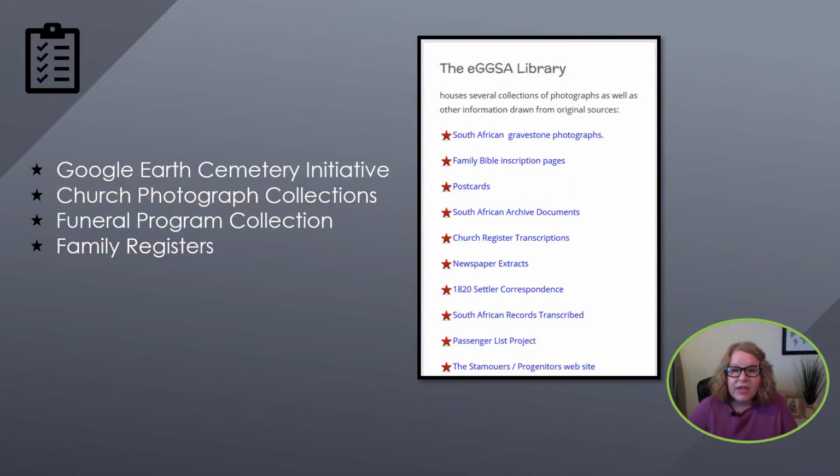One of the other projects at the Genealogical Society of South Africa is the Google Earth Cemetery Initiative, which maps all of the cemetery locations that they have, allowing you to search geographically for a cemetery. So that could be really important because you may not know exactly where an ancestor was buried, but you may have an idea of where they died. And so you'll be able to actually click on that area and look at the cemeteries around where he may have died and see what's available.